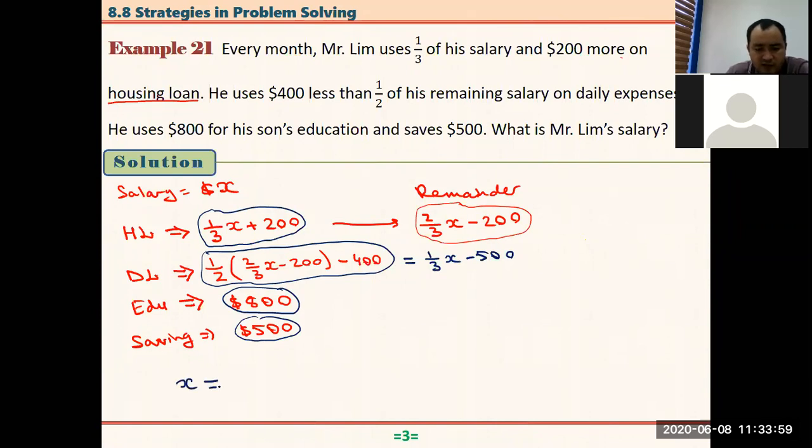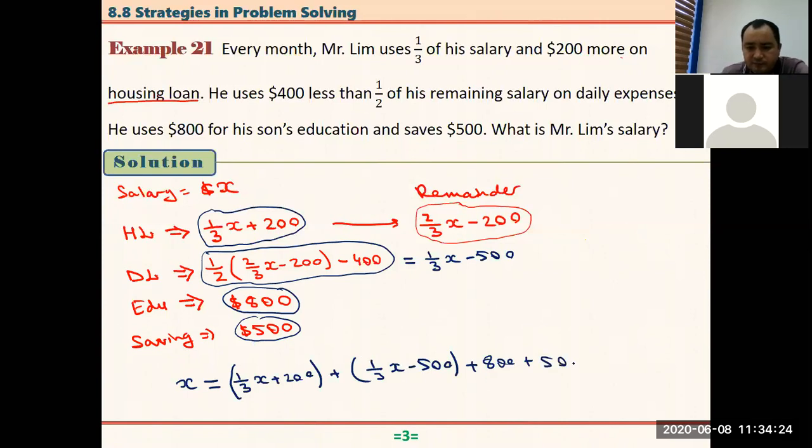So here his salary is X dollars. Let me just write without dollar sign. For house loan, it is 1/3 x plus 200, right? Plus daily expenses, 1/3 x minus 500, right? Plus education, 800, plus saving, 500. What we got here is just a linear equation, as you see, right? So we just need to solve this for x.